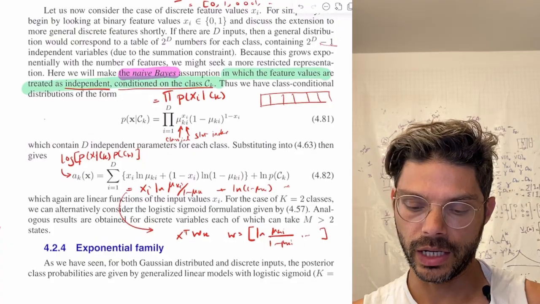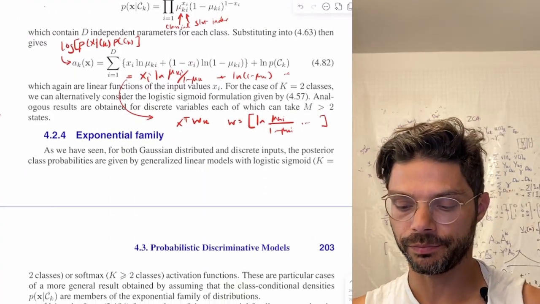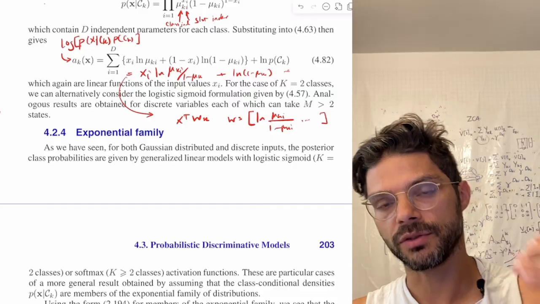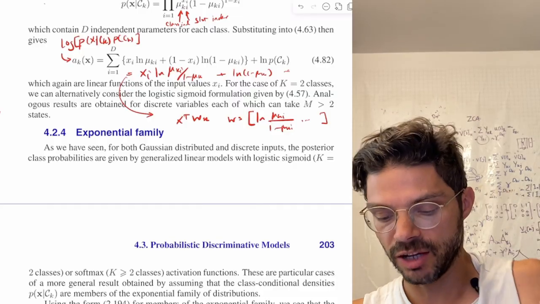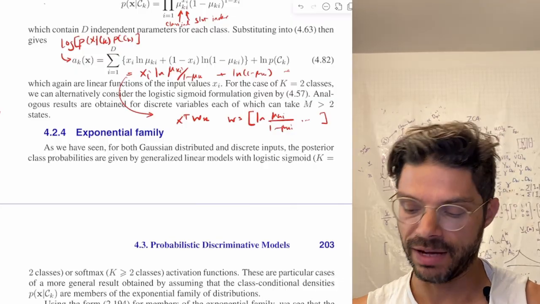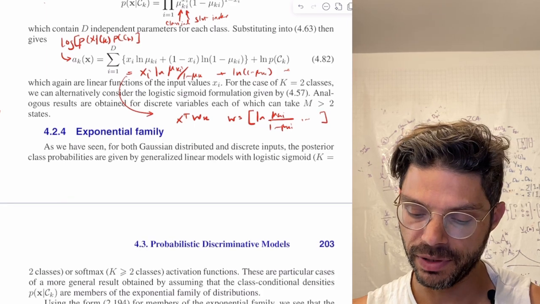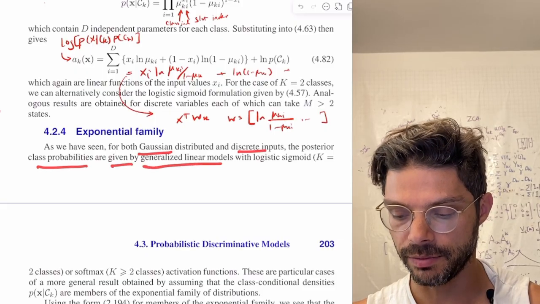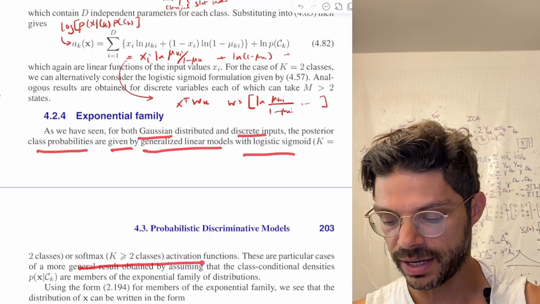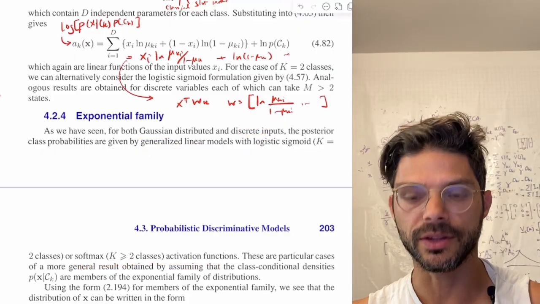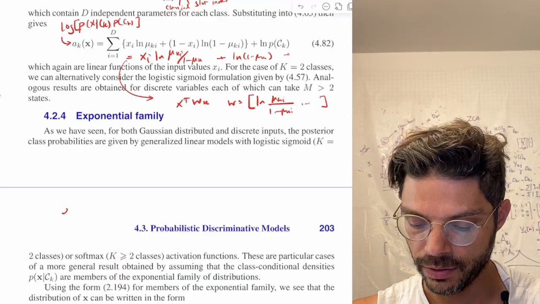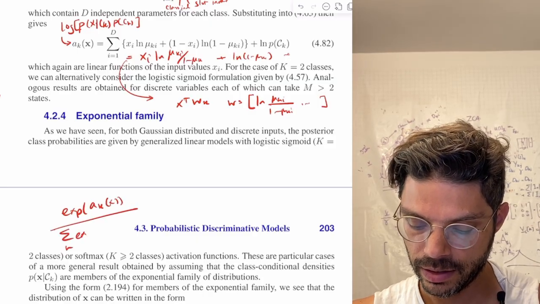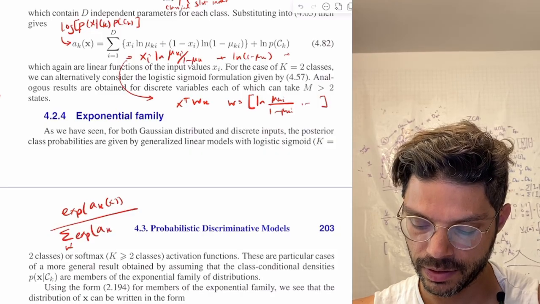Okay, so that's the discrete features case, and now we're going to broaden. We're going to look at the exponential family, which captures discrete features and will also capture the Gaussian case from before, with a caveat I'll point out as we go. So it says, as we have seen for both Gaussian distributed and discrete inputs, the posterior class probabilities are given by generalized linear models with logistic sigmoid or softmax activation functions. Remember, I think the general case is easier to work with: exp a_k of x divided by the sum over k prime of exp a_k prime of x.